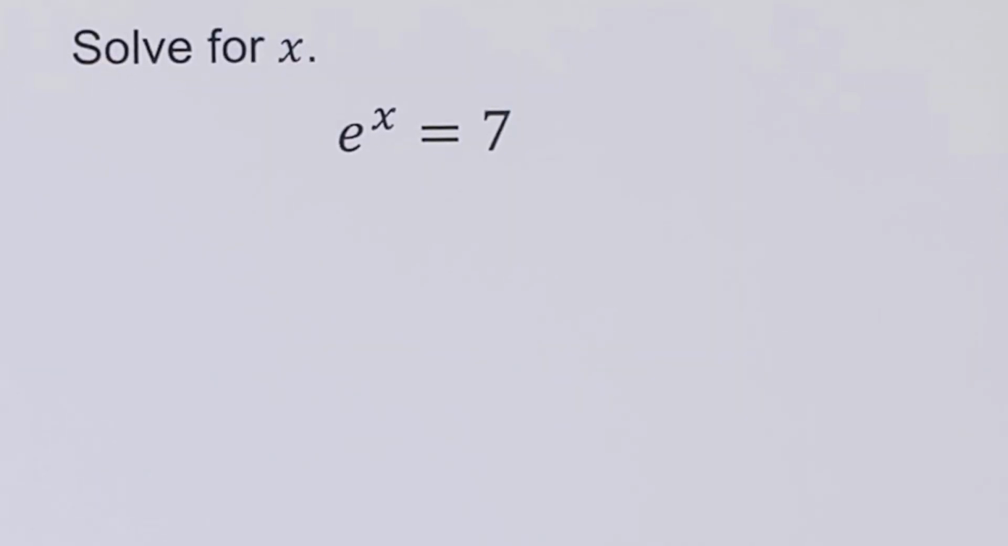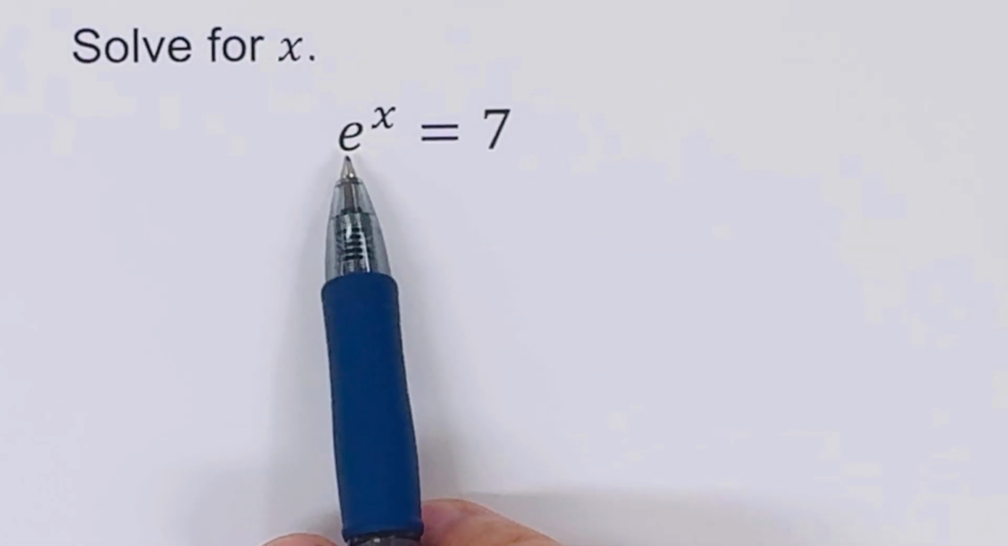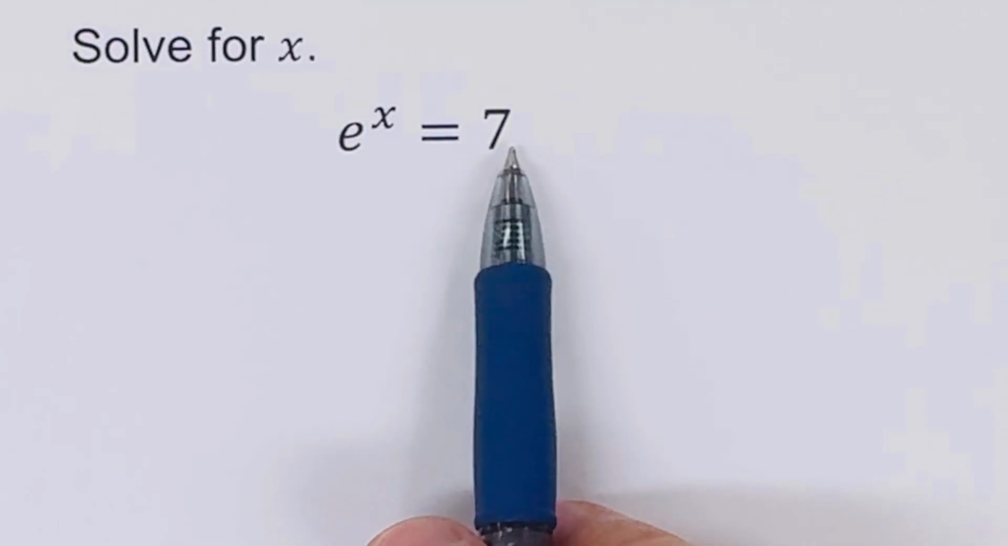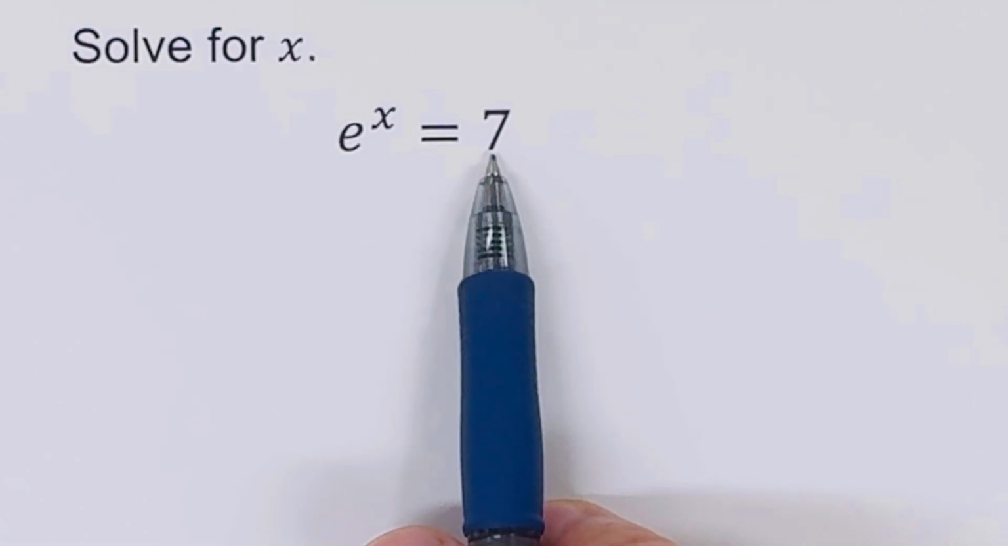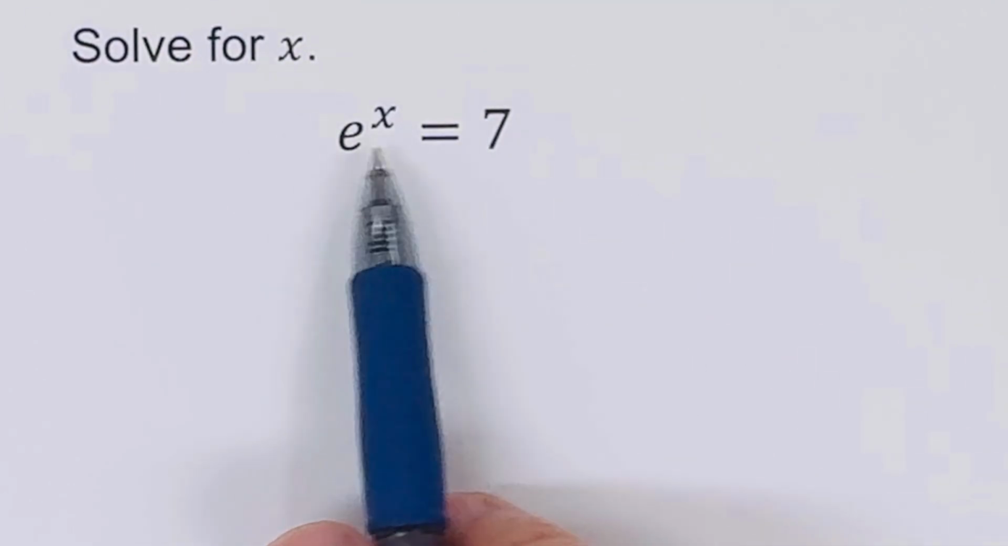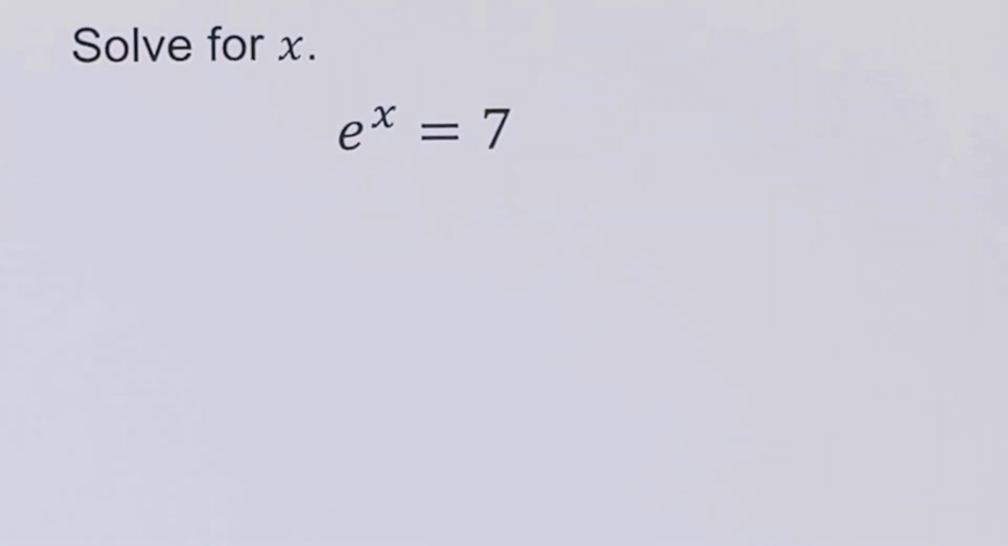Hello everyone. This video will show how to solve exponential equations involving Euler's number e. Now let's go over this first example. Looking at the example right here, our base on the left side is e and we've got a 7 here. There's no way that we can make both sides of the equation have the same base. So what we can do is use logarithms to solve this equation.